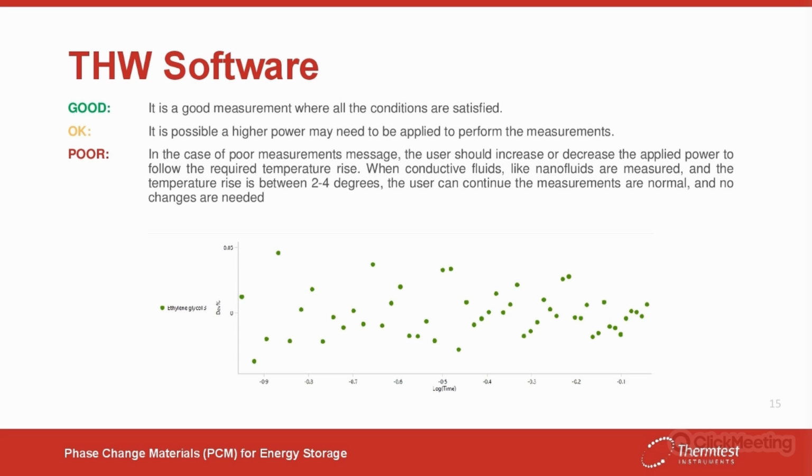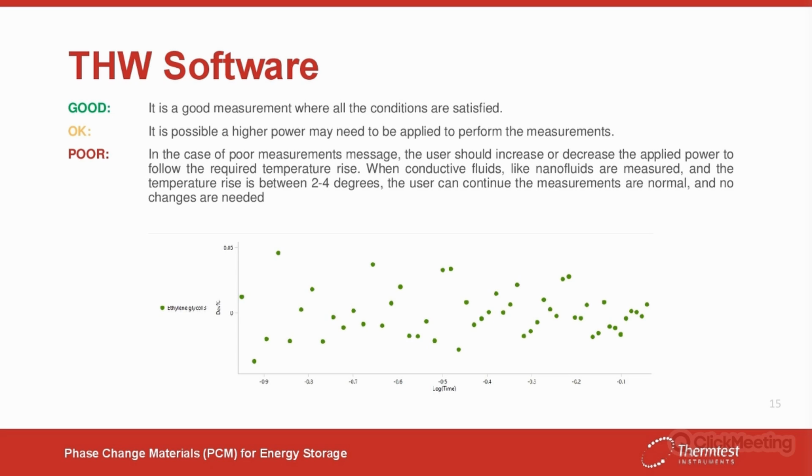The next one is the okay, that the measurement can be good, but probably the user needs to slightly increase the power during the measurement. And the last one is the poor, that means that maybe the user needs to increase or decrease the applied power in order to be between the 2 to 4 degrees temperature rise, or there is any external noise during the measurement. But there is one exception.